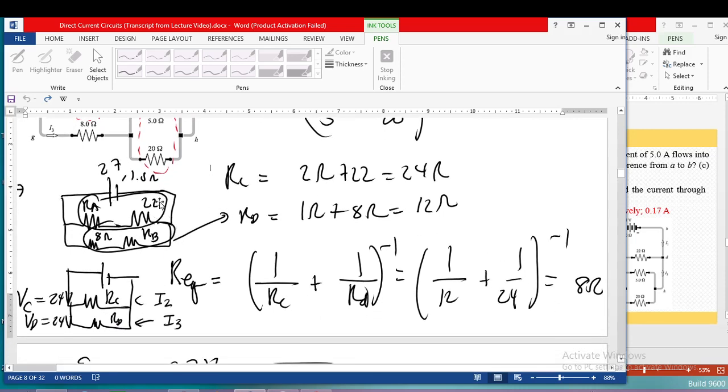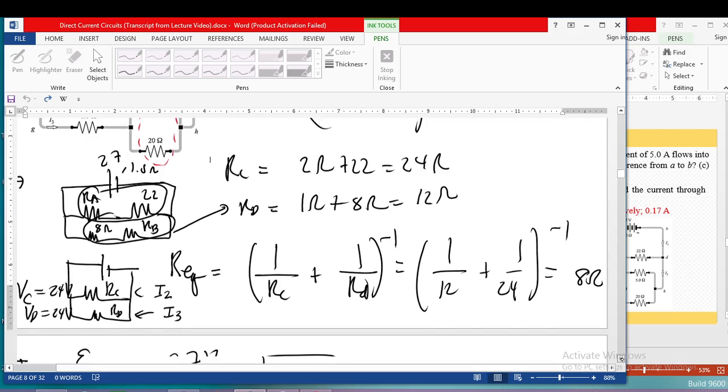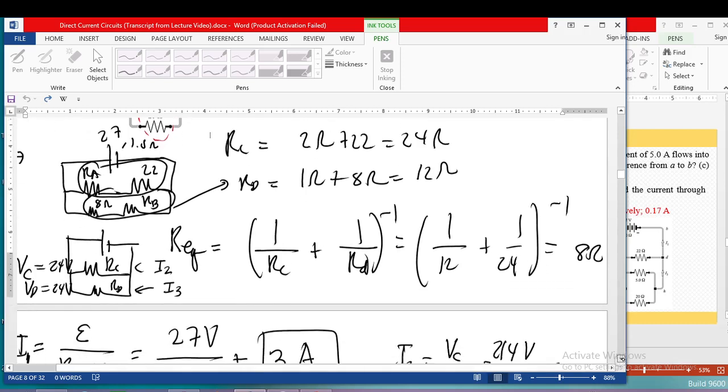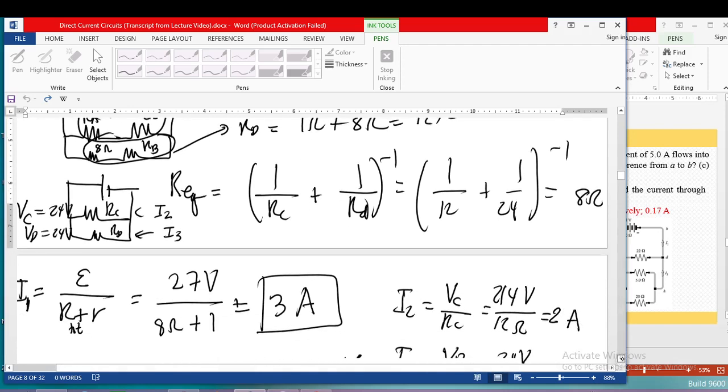Okay, so now, this is RC and this is RD. Now RC and RD are in parallel with each other because they are connected by a junction. Right? So therefore, we have to get the resistance using its reciprocal. So we can get the equivalent resistance as 8 ohms. And after that, we can now find I1 and I3.